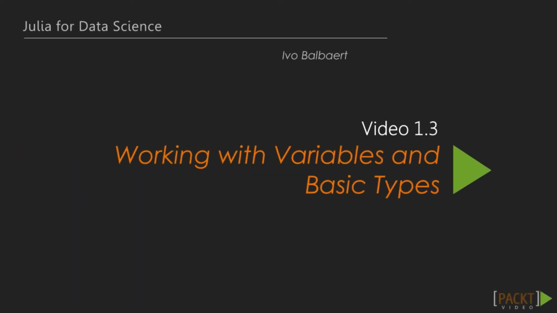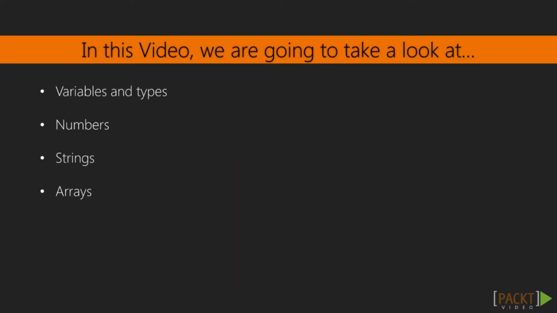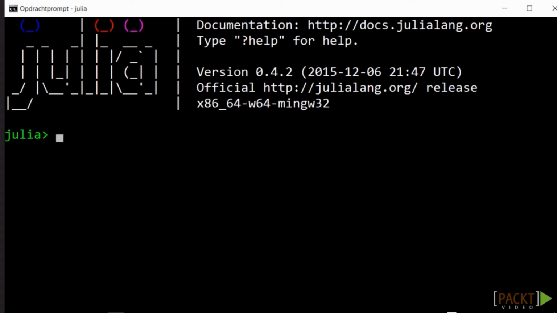Hi, in the previous video, we learned how to create our Julia environment. In this video, we are going to take a look at simple data like numbers, strings, and arrays, and how to use them in Julia code. Here, we just opened our REPL. The core of our business is data. We store data in variables, and data values come in different types, such as the following examples.